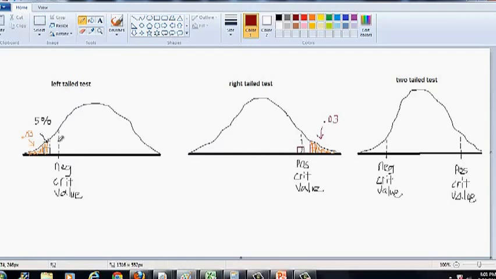So I talked about how in a left-tailed test, the p-value is the percent of combinations at your outcome, at your t-score, or to the left of your t-score. In a right-tailed test, it's the percent of combinations at your t-score or to the right of your t-score.